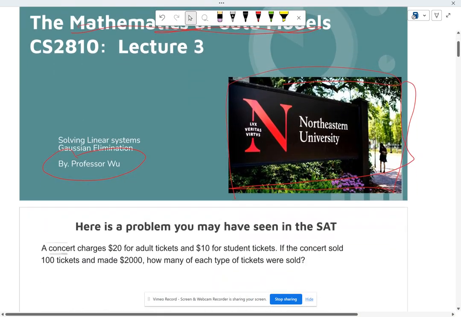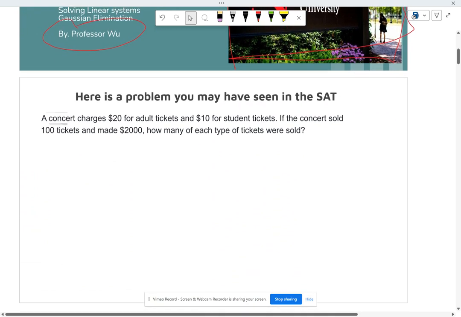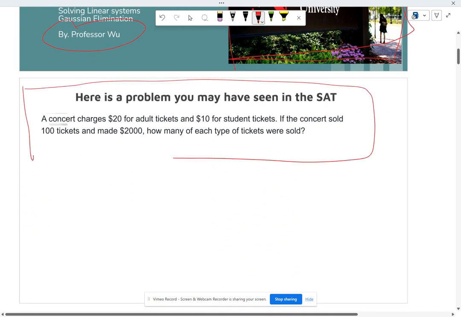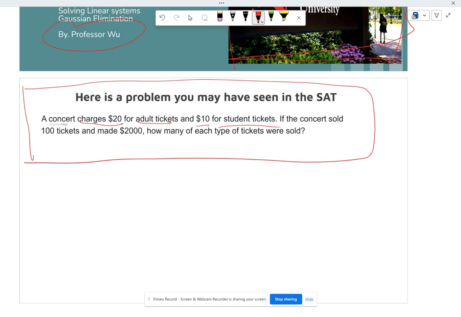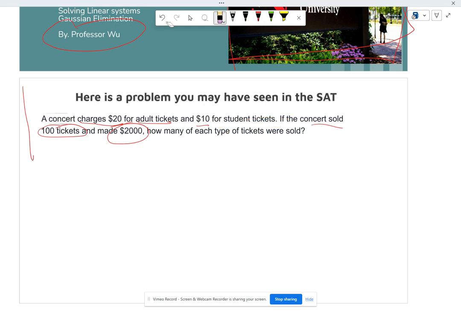So here's a problem you may have seen on the SAT. A concert charges $20 for adult tickets, $10 for student tickets. If the concert sold 100 tickets and made $2,000, how many of each type of tickets were sold? You should be able to solve this. If you want, pause the video and see if you're able to solve this.